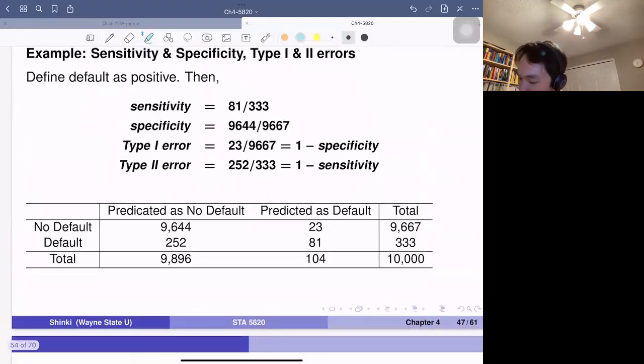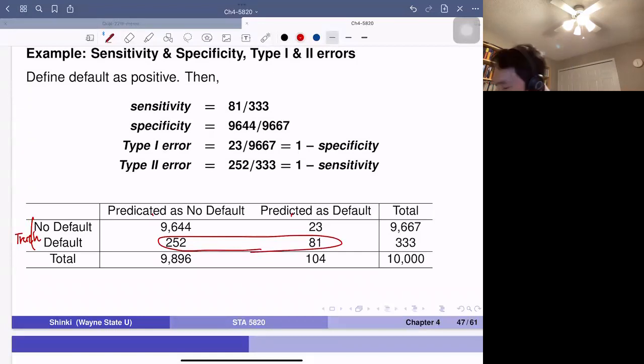And here is the example. So this is truth, and this is predicted. You can see. So what's the sensitivity? If truth is in default, we see 81 people out of these 333 people are diagnosed as positive. So 81 over 333 is the correct proportion. I mean, the rate for the correct diagnosis. So 81 over 333 is sensitivity. So this is only maybe 24% or so.